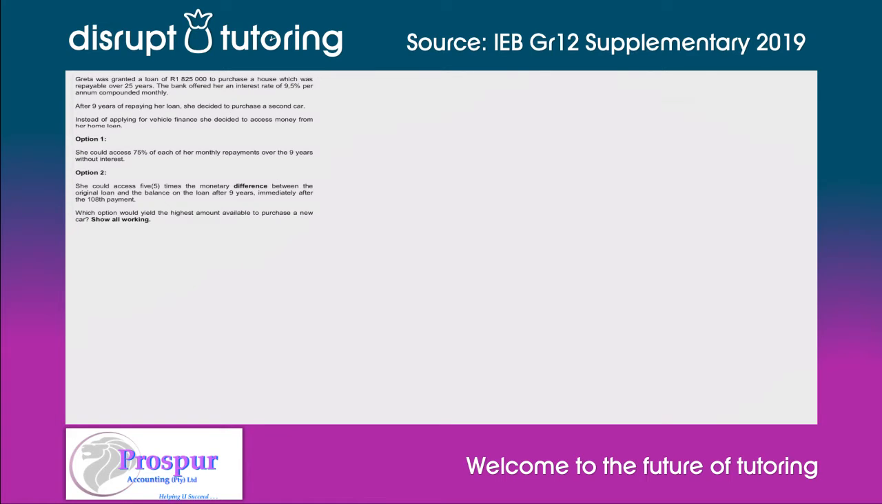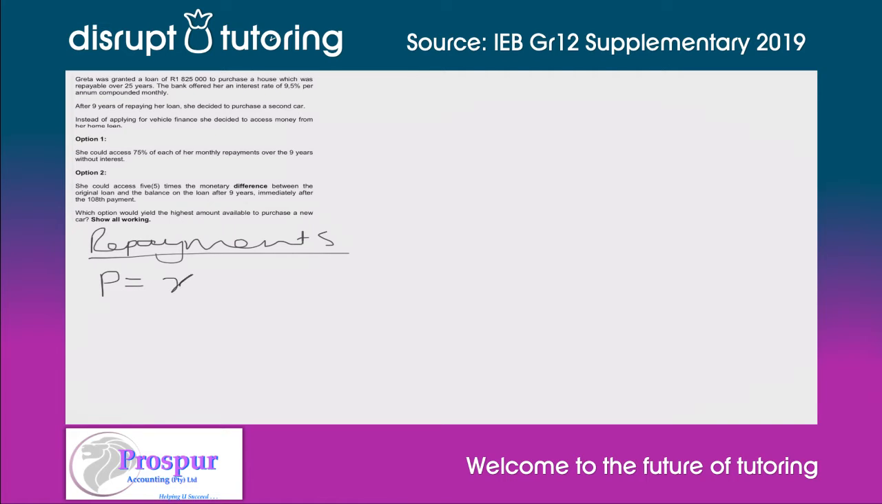So we need to try and calculate option 1 and option 2 and see how much money each option generates. Okay, but before we do that, there's something we need to calculate. It's our monthly repayment. So let's get that first. What are our repayments? Would we use the future value or the present value if we're looking at a home loan that is worth 1.825 million? Yeah, we would use a present value formula. So let's write out our present value formula now.